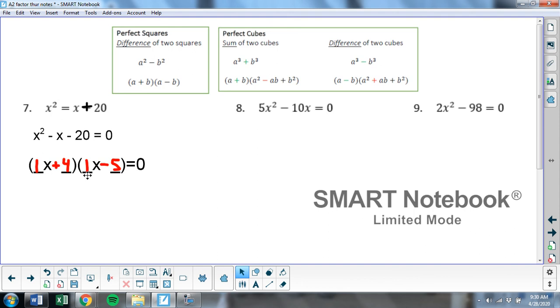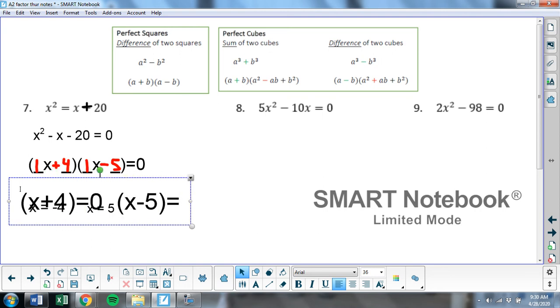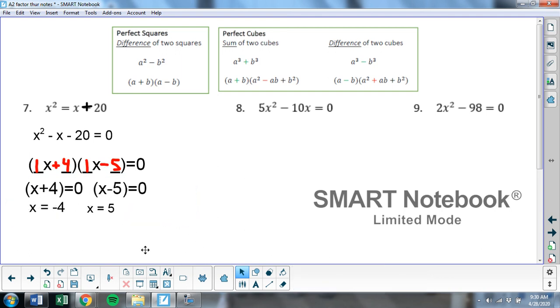Once I have it factored and set equal to 0, I set each factor equal to 0. So I have x plus 4 equals 0. And x minus 5 equals 0. And those are pretty quick to solve. My answers are negative 4 and 5.